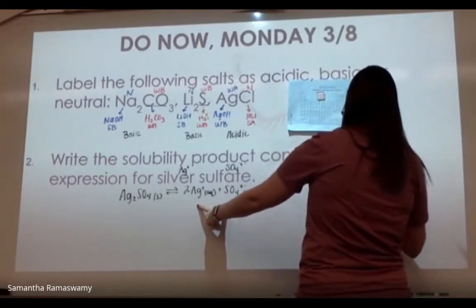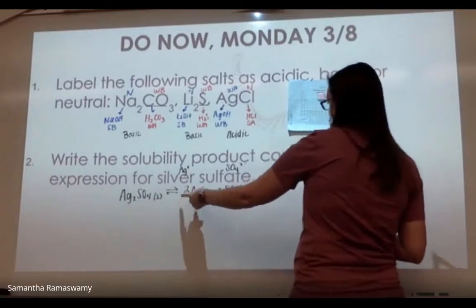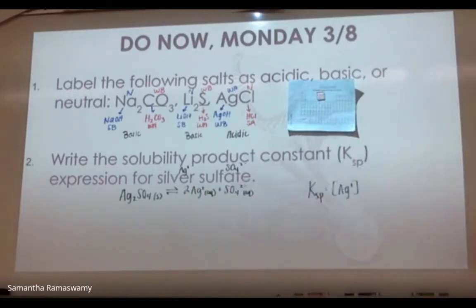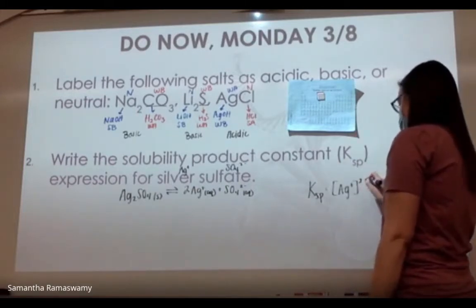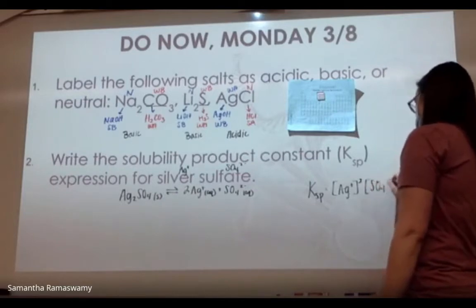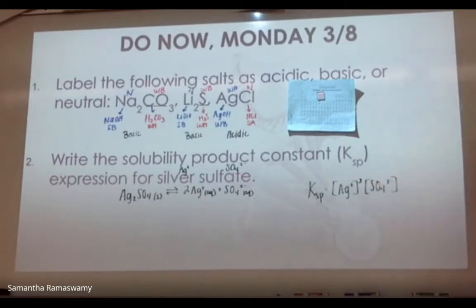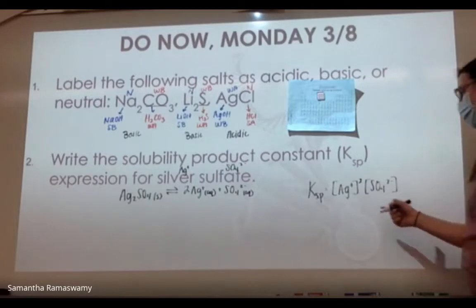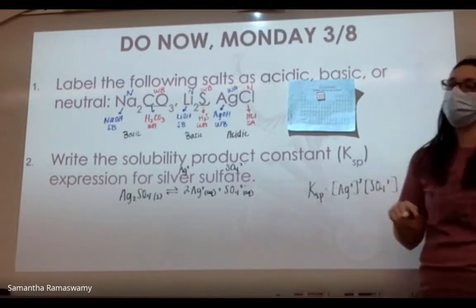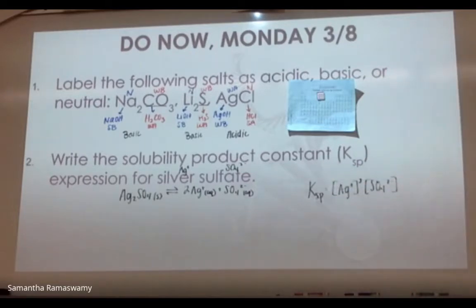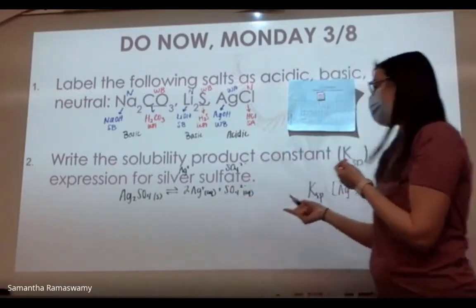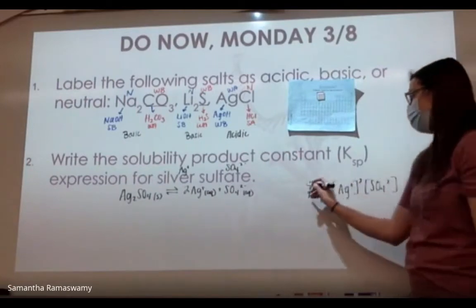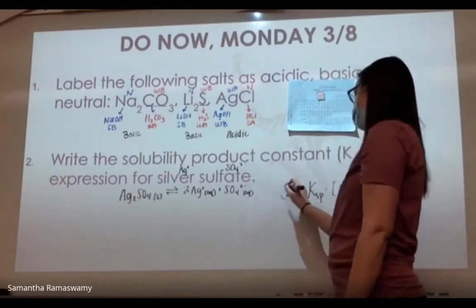I have Ag+, but if I have a 2 out front, what's that going to look like in the expression? To the power of 2. Right, to the power of 2, it's going to be squared. Times SO4 2-. That's my Ksp expression. Why don't I have it over Ag2SO4? Why isn't Ag2SO4 in here? It's a solid. So this is our Ksp expression.